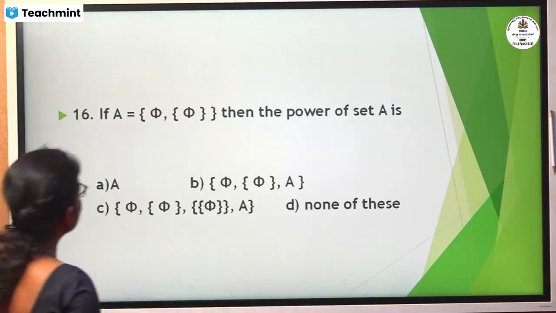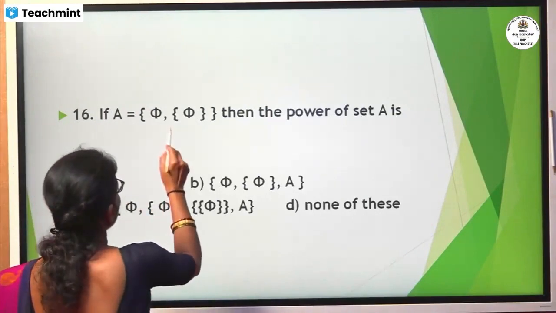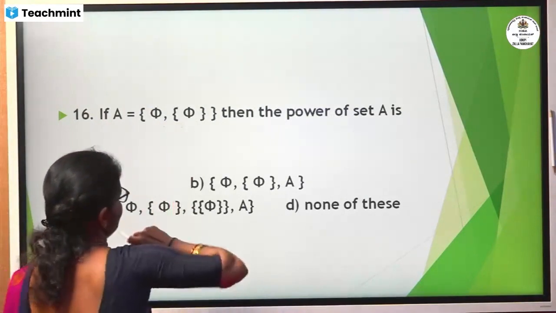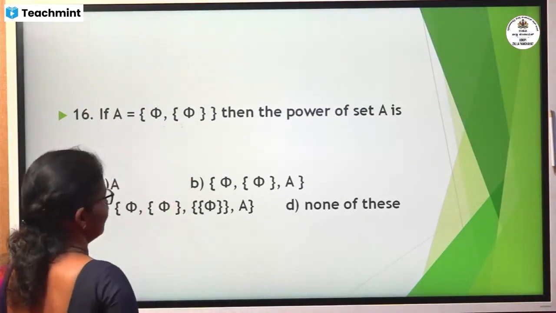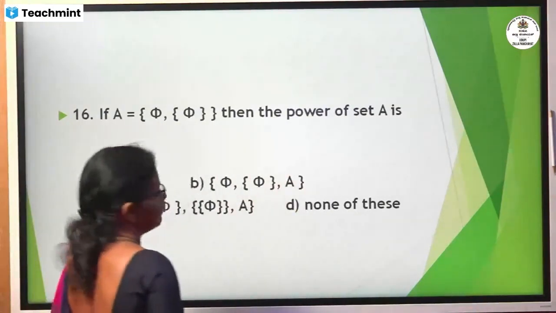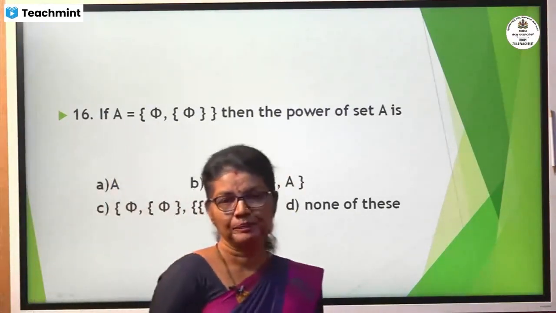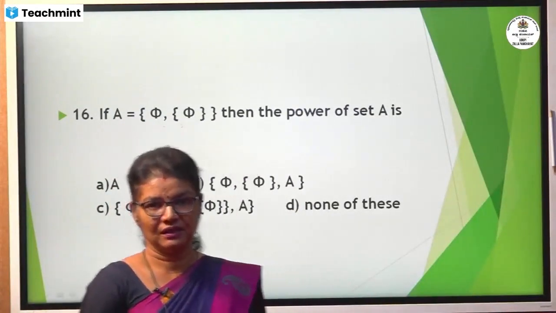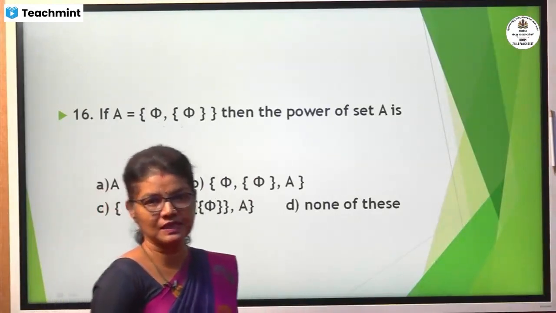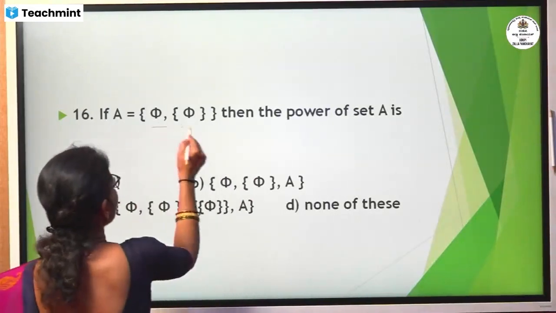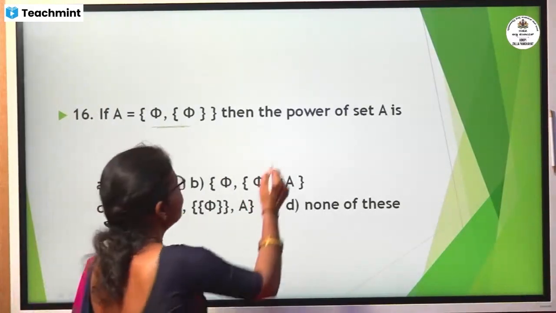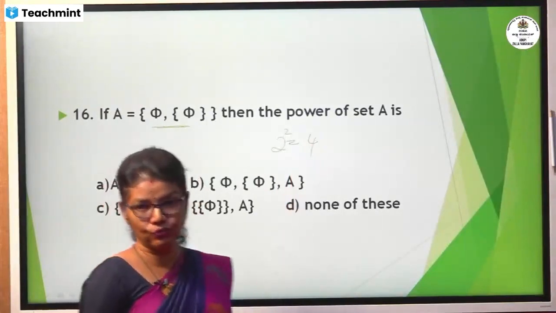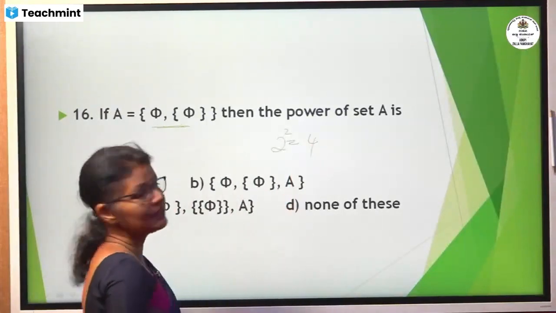Next question. If set A is equal to, it contains two elements now. One is 5, the other one is the set 5 actually. Within the flower bracket we have written 2 elements. Then the power set of A. Let me recall what a power set is. A power set is a set containing all the subsets of the given set. Here 2 elements are there in the given set, so the number of subsets we can write is 2 power 2, that is 4. So we have 4 subsets, and that comes in the power set.